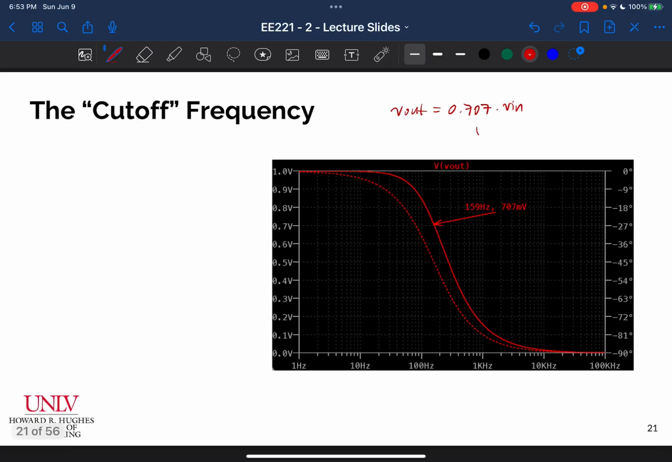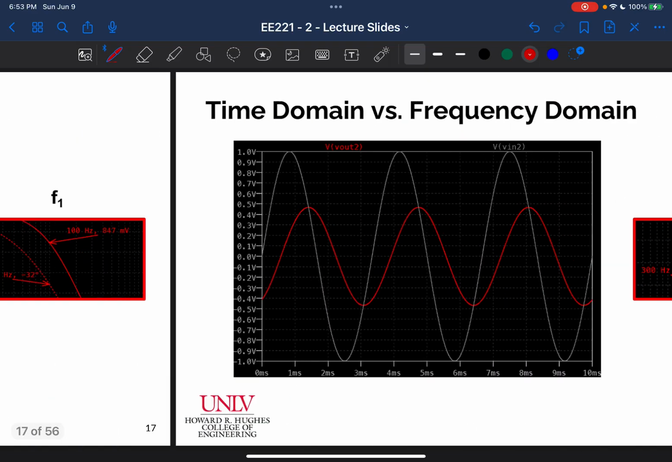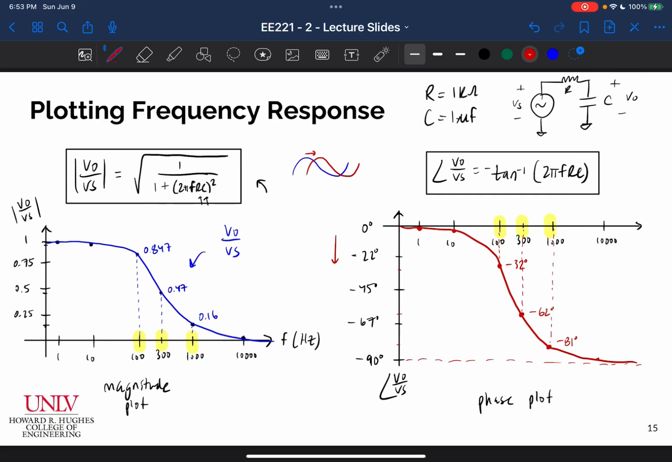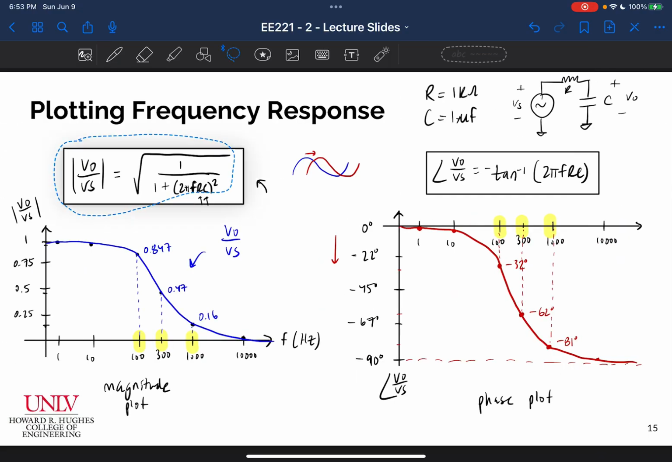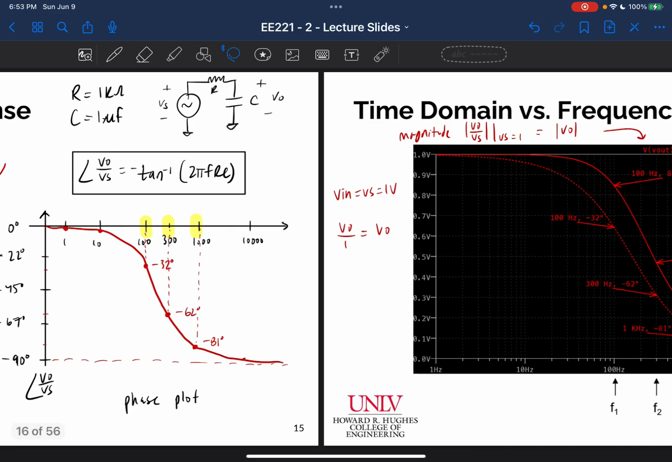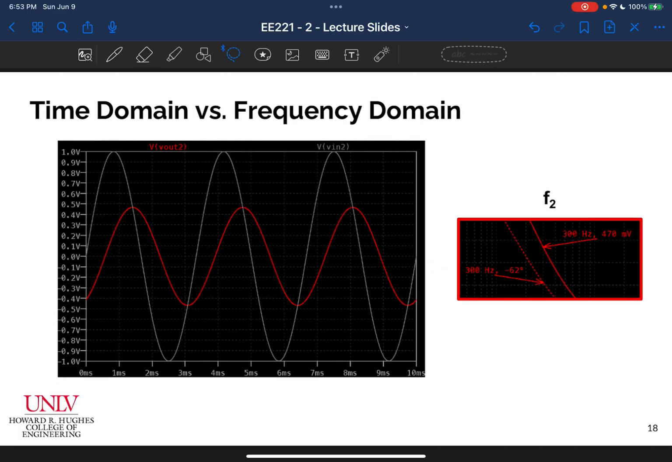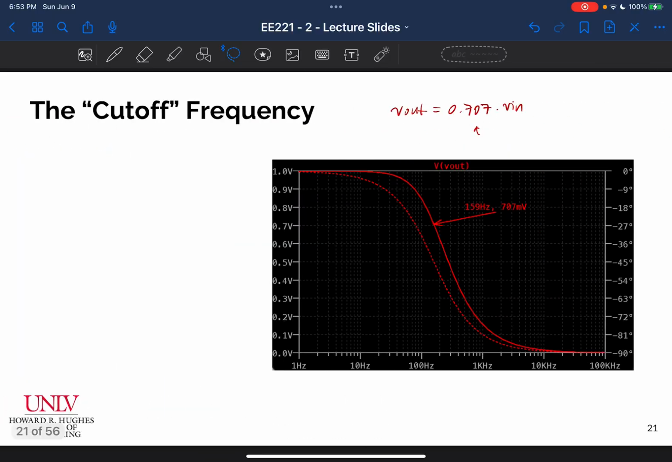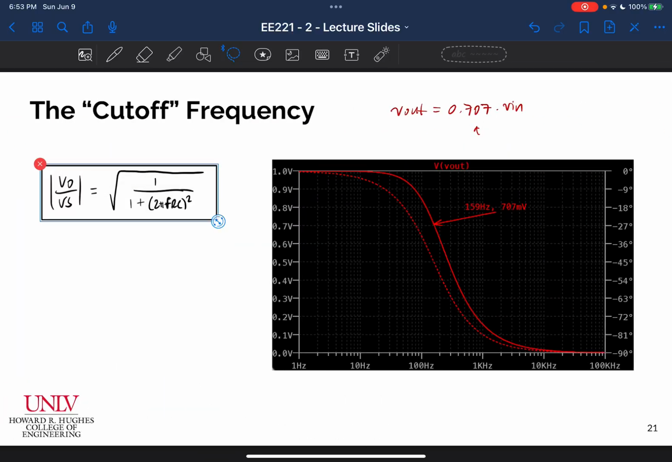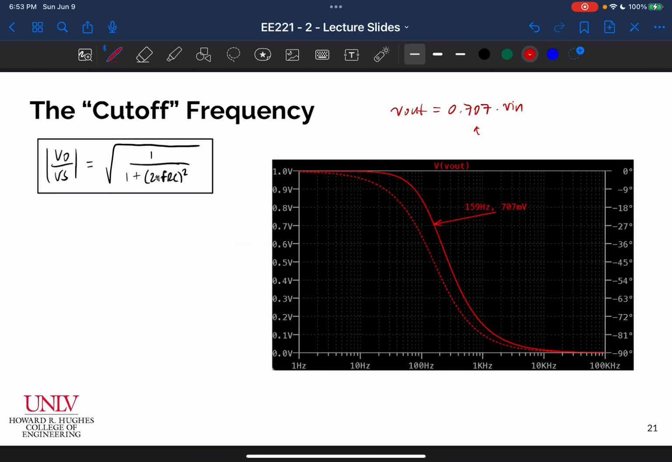Well, this number is something you'll probably get used to and memorize, but it's not arbitrary. It actually comes from this expression here. Let me go grab it. Sorry, I have to go back some slides. It's our magnitude expression that we've been looking at all this time. Let me drop it in here. It's a particular frequency where the magnitude goes to a particular value.